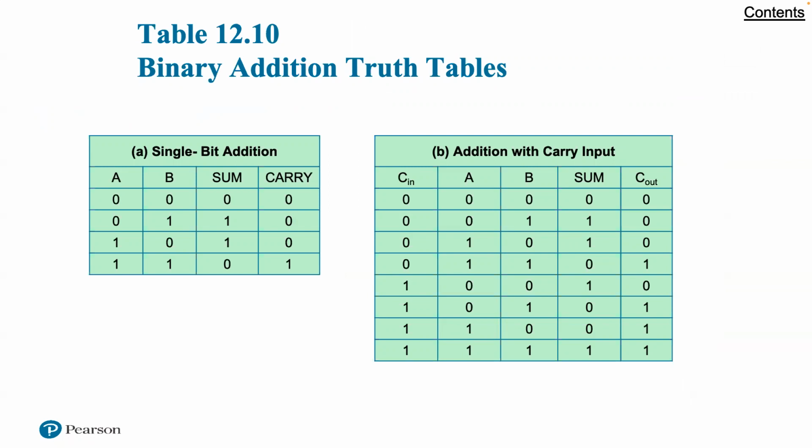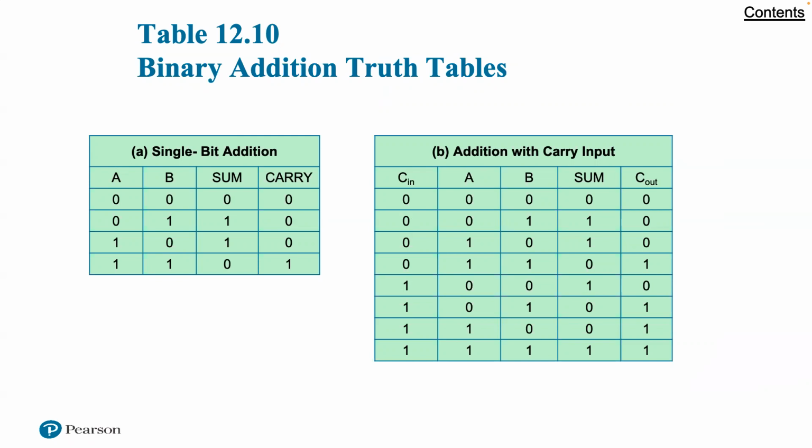In table 1210A, we show the logic for adding 2 input bits to produce a 1-bit sum and a carry bit. This truth table could easily be implemented in digital logic. However, we are not interested in performing addition on just a simple pair of bits. Rather, we wish to add 2 n-bit numbers. This can be done by putting together a set of adders so that the carry from one adder is provided as an input to the next.